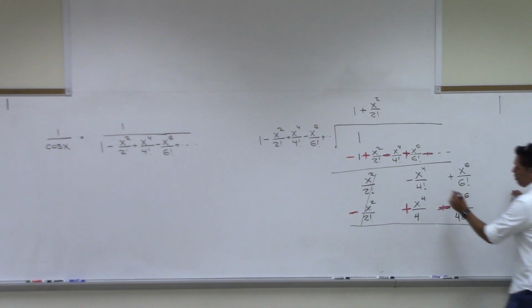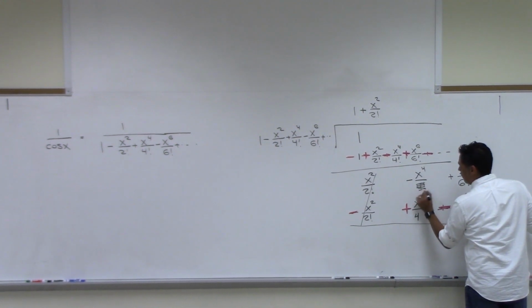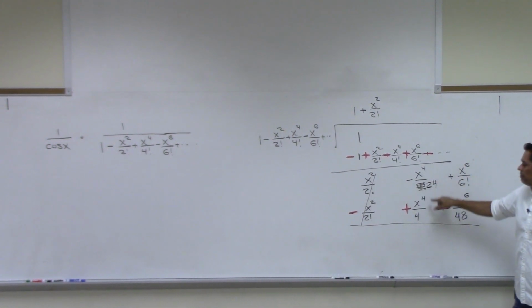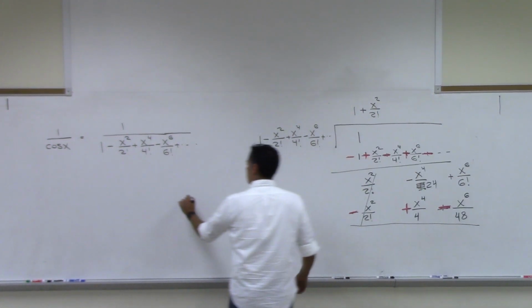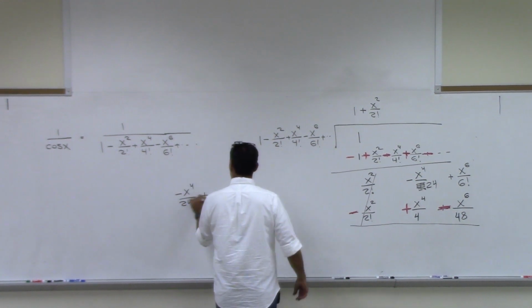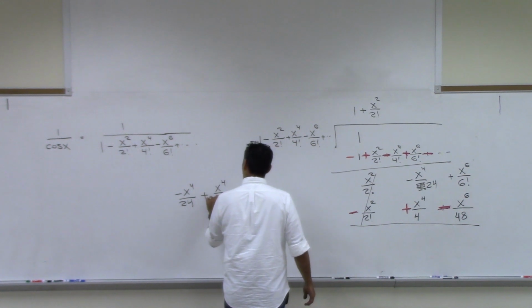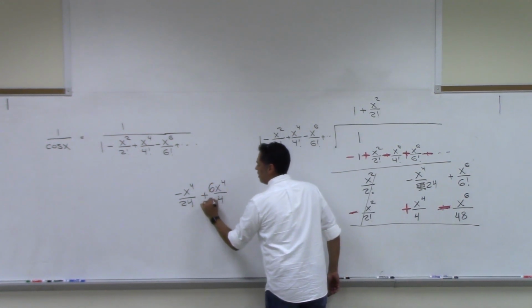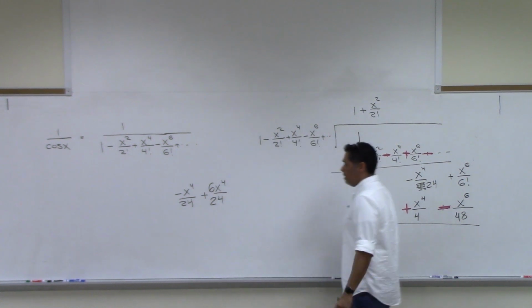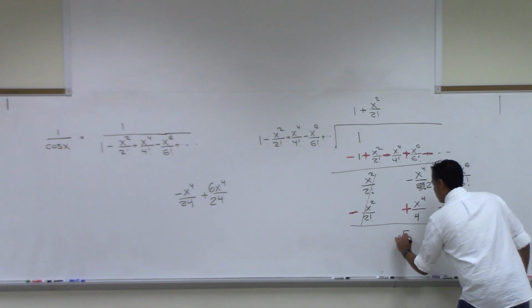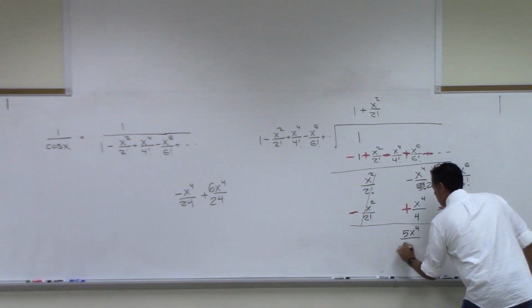All right, this is really what? 4 factorial is really what? 24. So we have to do these two, right? So that's negative x to the fourth over 24, and we're adding to that x to the fourth over 4. I need a common denominator, 6. So 6 here, that turns that into 24. 5x to the fourth over 24.